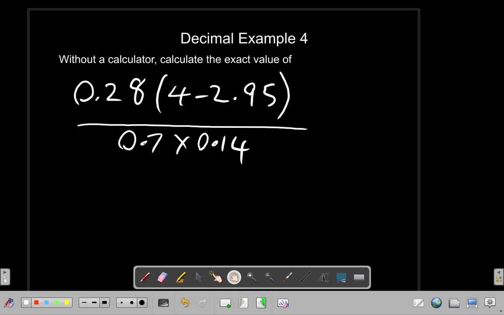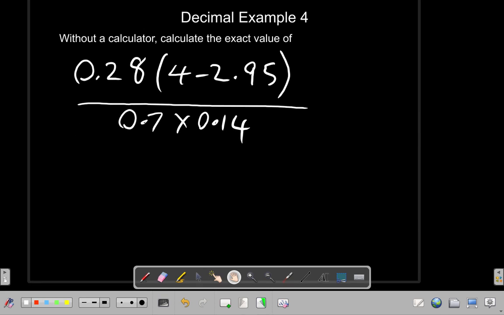Decimal example. Now here, this is from a CSEC mathematics past paper. It says without a calculator, calculate the exact value of. Now here, remember, you must not use a calculator, so you have to show exactly how you get each step. Alright?